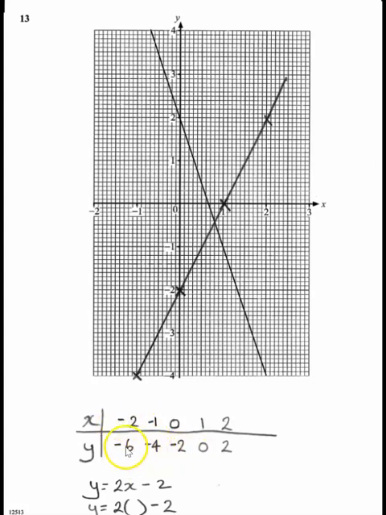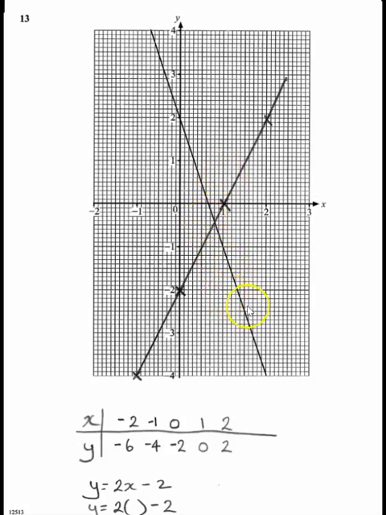Then we use these values to plot our graph. So you can see -2, -6, you can see that goes off the graph. So then we move on to the next one. -1, -4, and we plot our point. We have 0, -2, plot our point. 1, 0, so that's 1 across, 0, that goes there. 2 and 2, 2 across and 2 up, and goes there, and we draw our line.